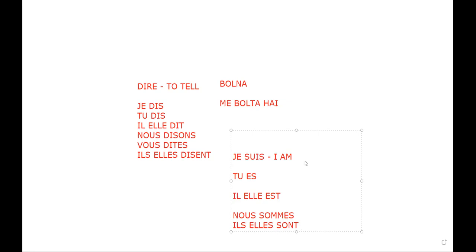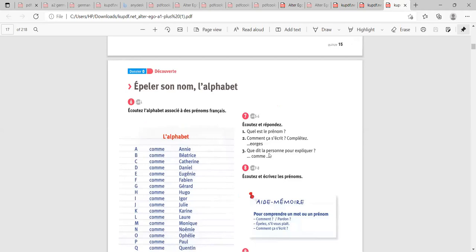Que dit la personne? Répétez après moi. Que dit la personne? It means what does the person say. Que is also what. Quel is also my what. Pen down, please. Very important. We have a lot of varieties of what in French. Que dit la personne? What person? We have person.